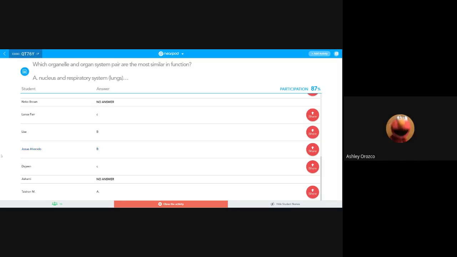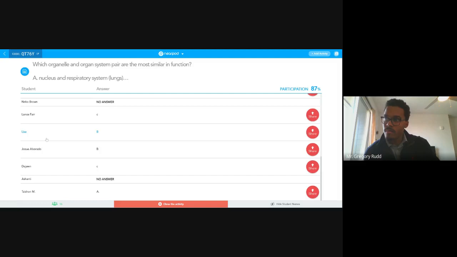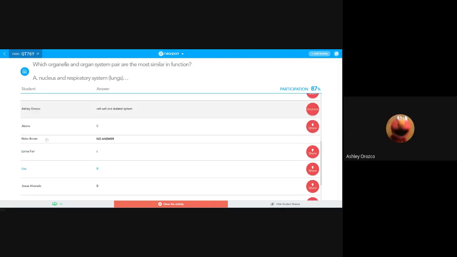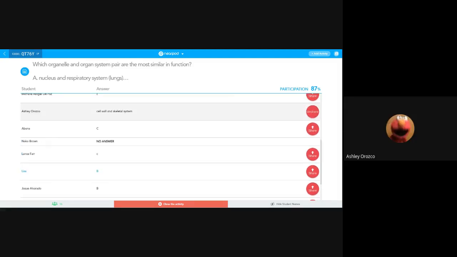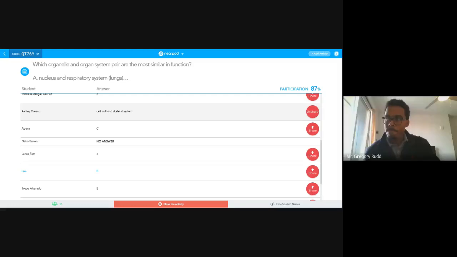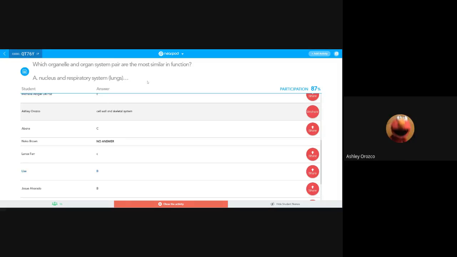Oh, there she is. I said I put the skeletal system in the cell wall because the skeletal system protects the organs, and the cell wall protects like what's inside the organism. I mean the atom.